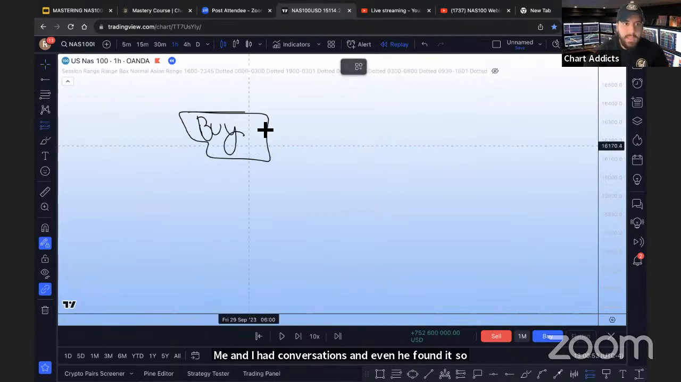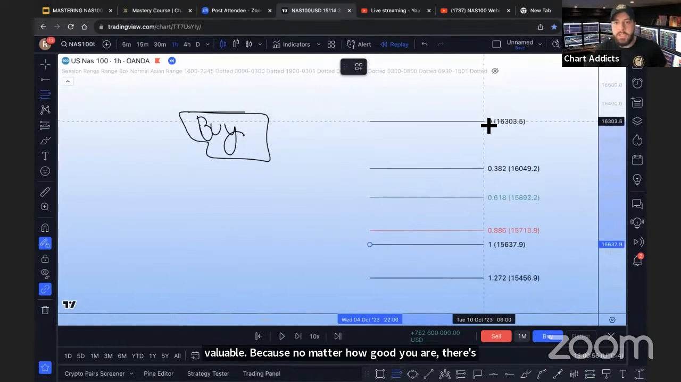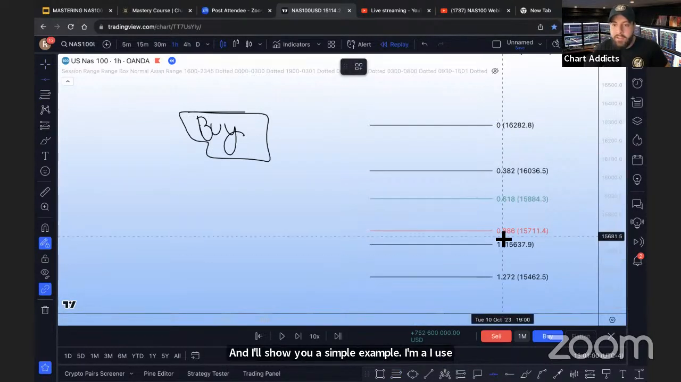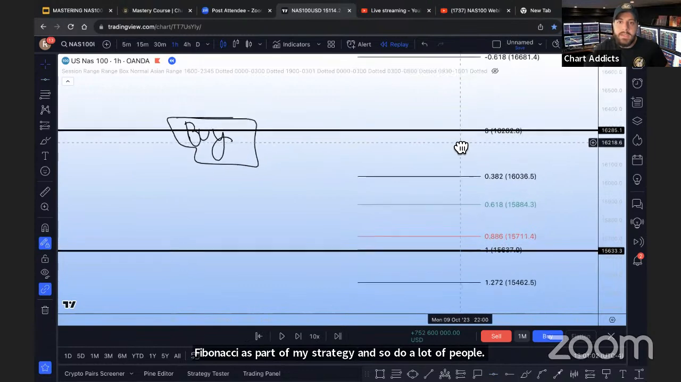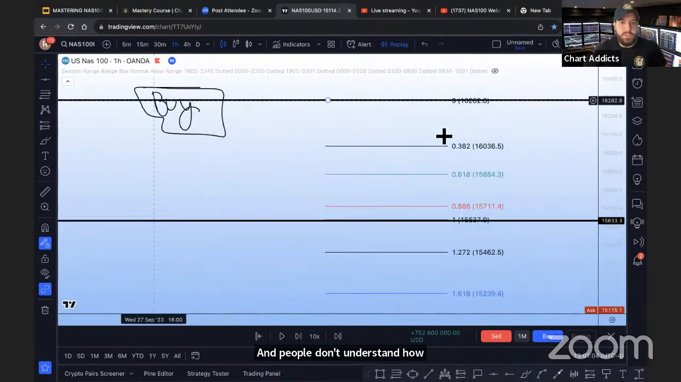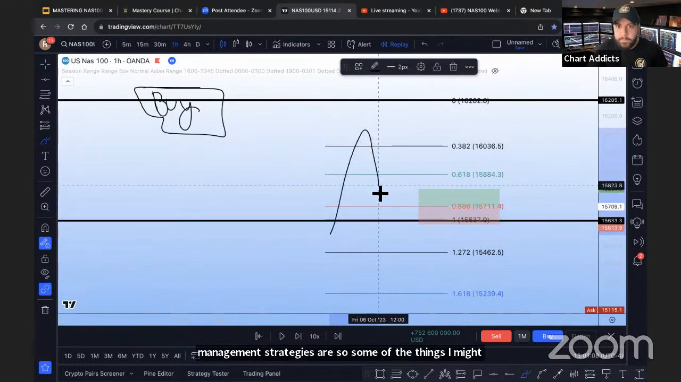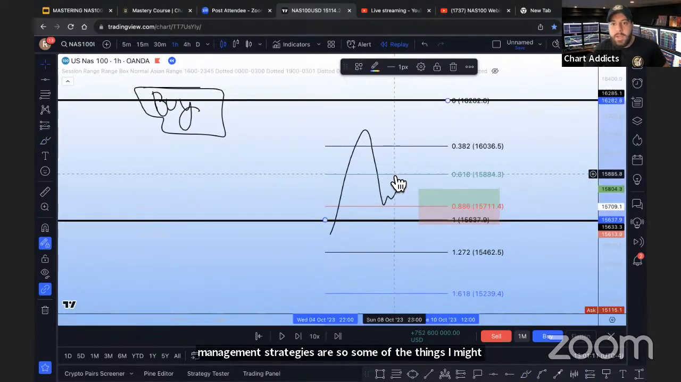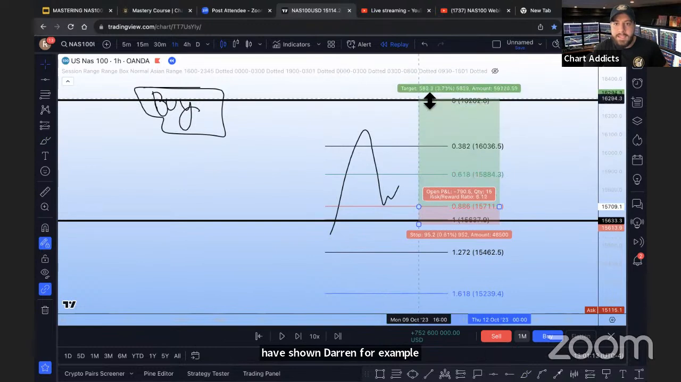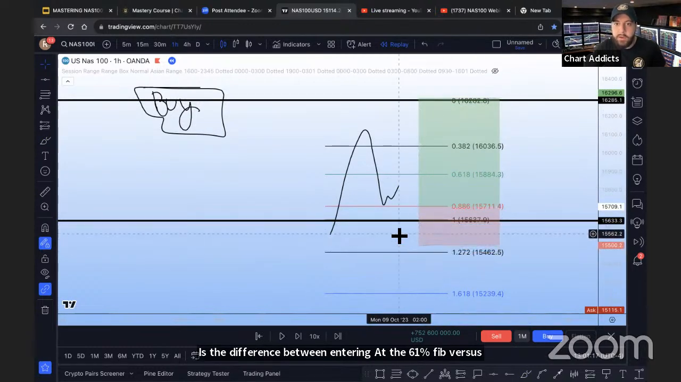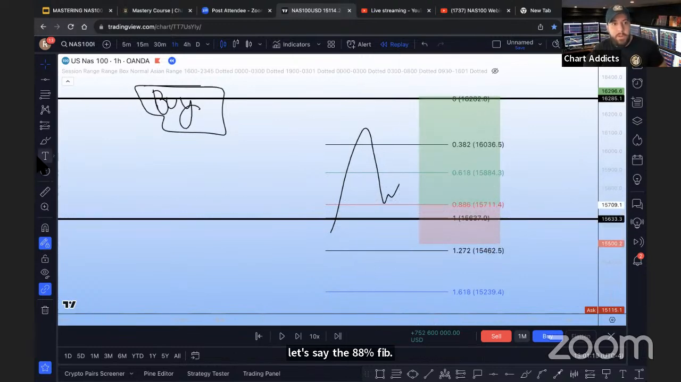And I'll show you a simple example. I use Fibonacci as part of my strategy, and so do a lot of people. And people don't understand how valuable simple risk management strategies are. So some of the things I might have shown Darren, for example, is the difference between entering at the 61% fib versus, let's say, the 88% fib. And I'll just do a quick example here. And then 88 fib versus below it.